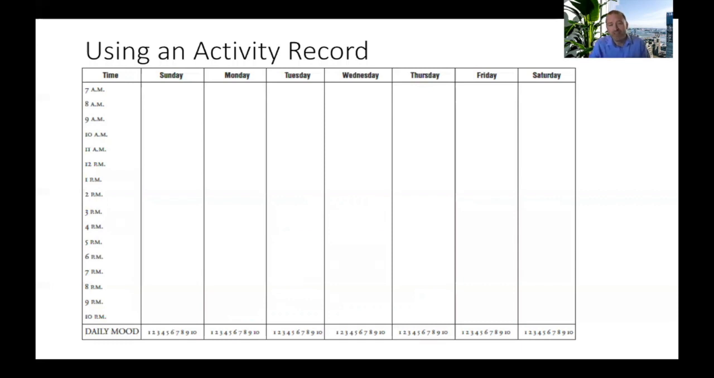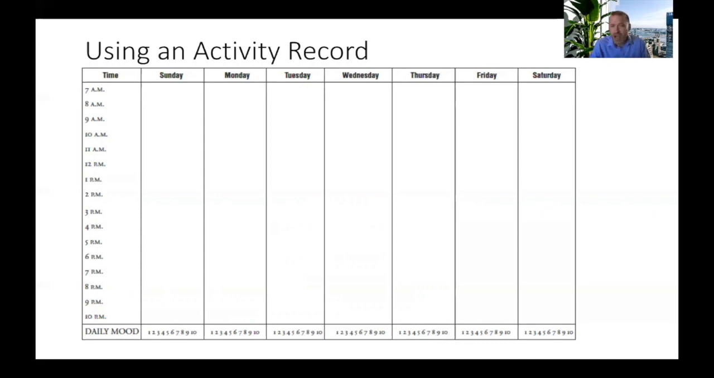Here's a simple activity record that you can use to keep track of the things that you do and the effects that they have on your mood. You can see that it's a simple calendar with each of the columns representing one day of the week, and the rows are the different times of the day. Now, you don't have to be super detailed with this, but fill in as much as you're able to fill in.